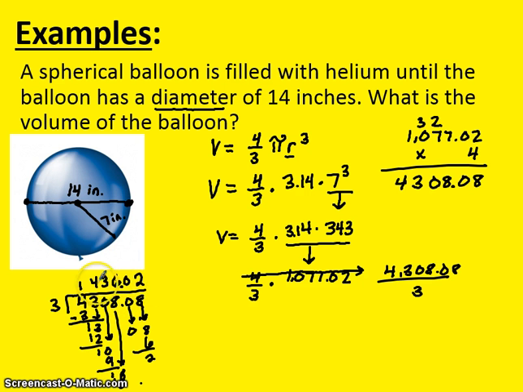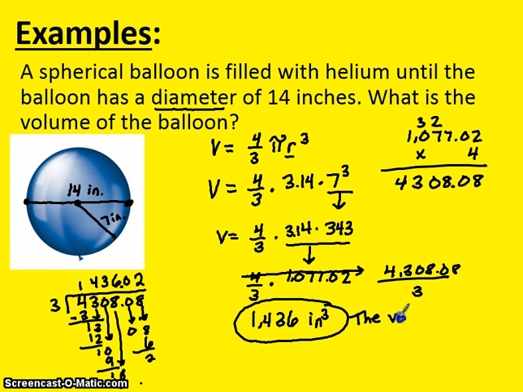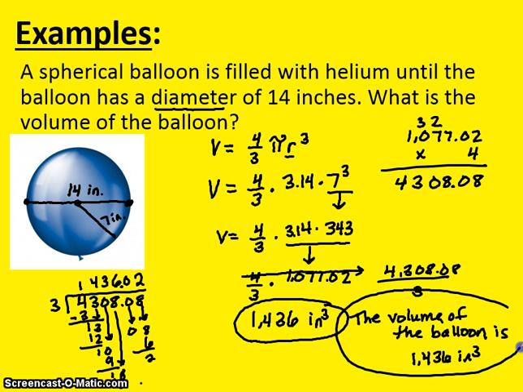If we round that, we would get 1,436 cubic inches of space inside that balloon. So what is the volume of the balloon? The volume of the balloon is 1,436 cubic inches.